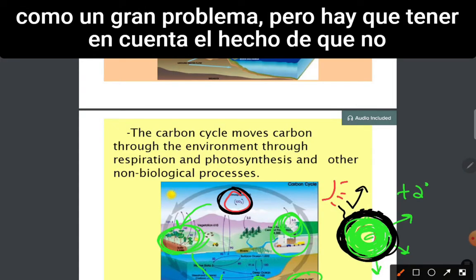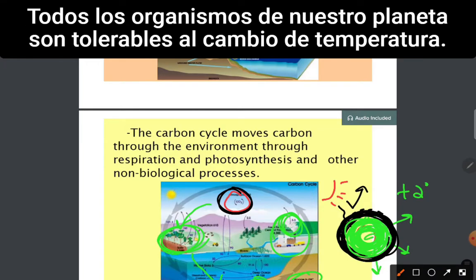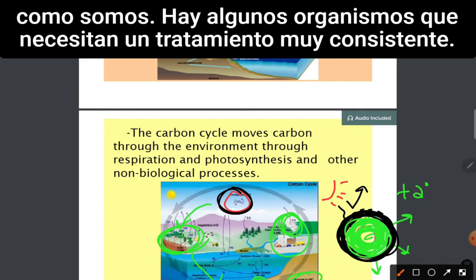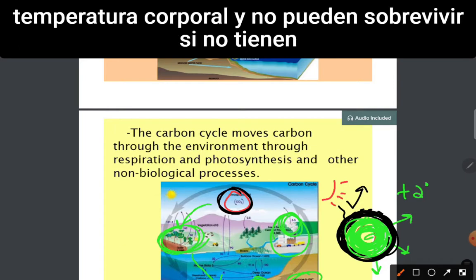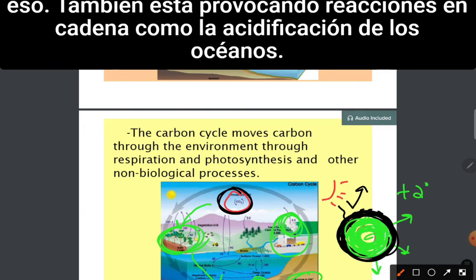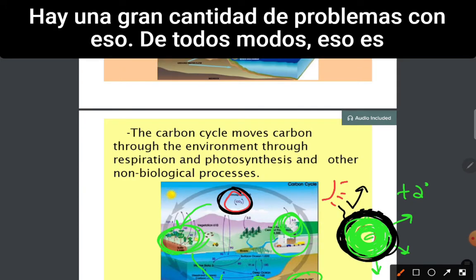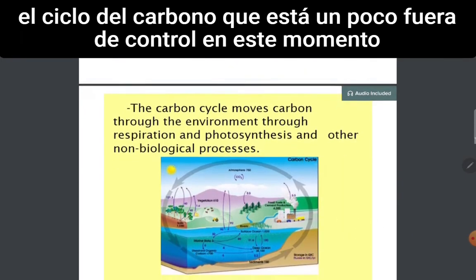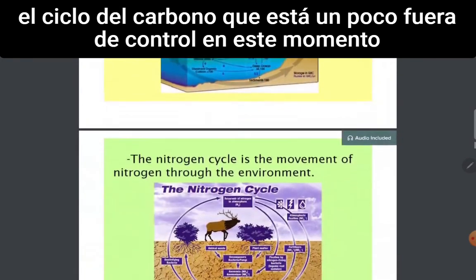And that doesn't sound like a big deal, but you have to consider the fact that not every organism on our planet is as tolerable to temperature change as we are. There are some organisms that need a very consistent body temperature, and they can't survive if they don't have it. It is also causing chain reactions like ocean acidification. There's a whole host of problems with that. Anyway, so that's the carbon cycle, which is a little out of whack right now.